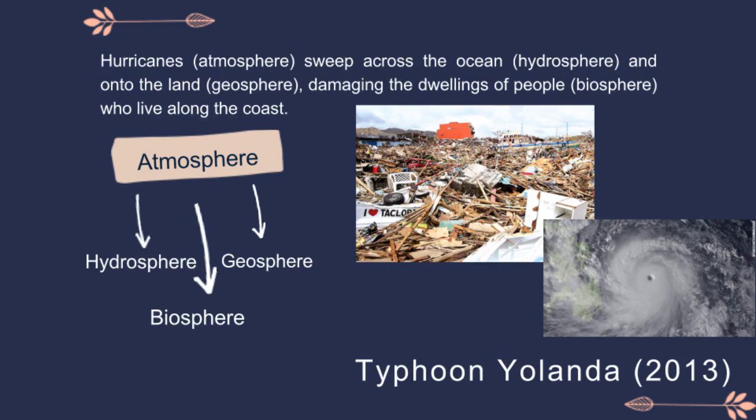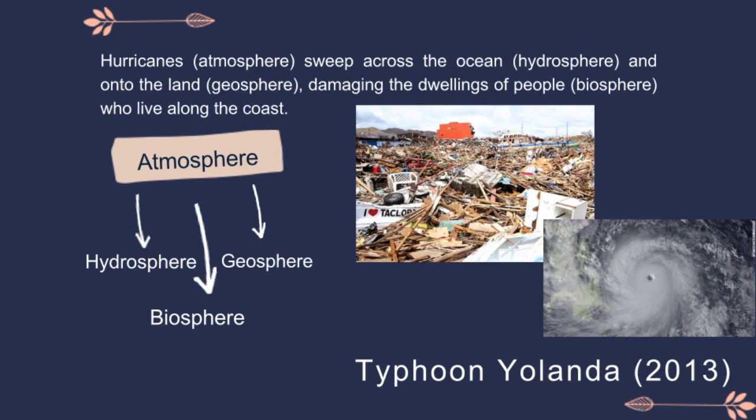Lastly, we have typhoons. This is known in the Philippines as Super Typhoon Yolanda. It was one of the most powerful tropical cyclones ever recorded. On making landfall, Typhoon Yolanda devastated portions of Southeast Asia, particularly the Philippines.